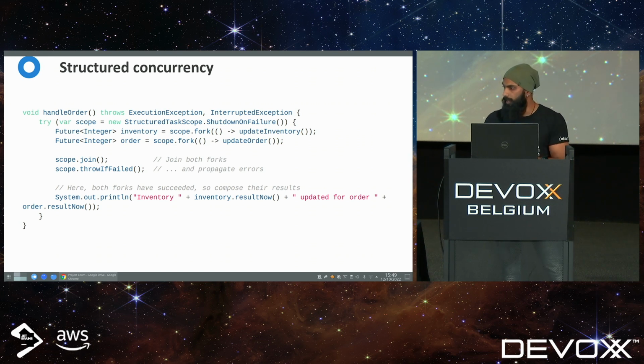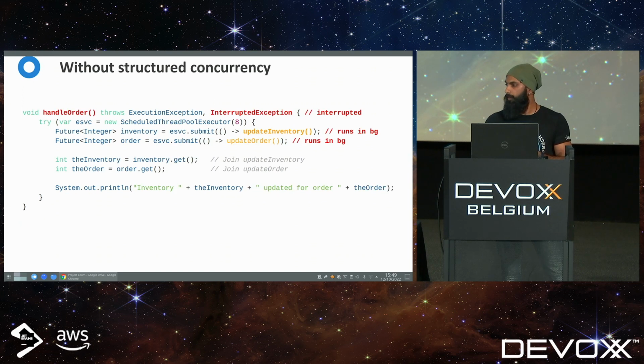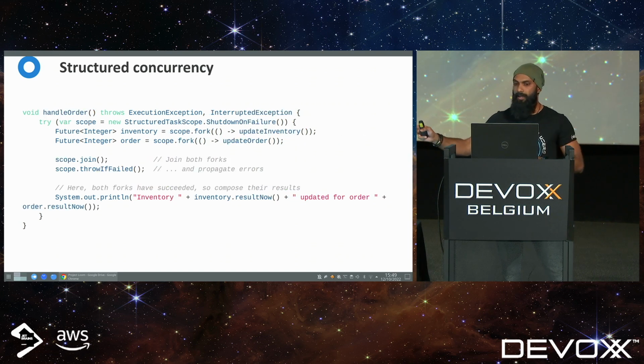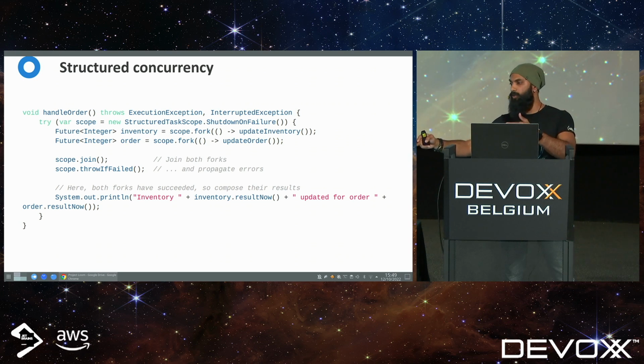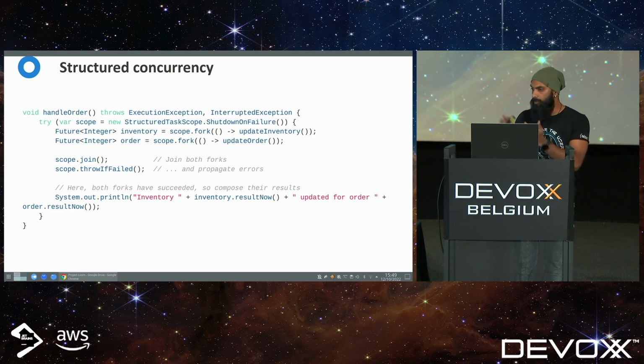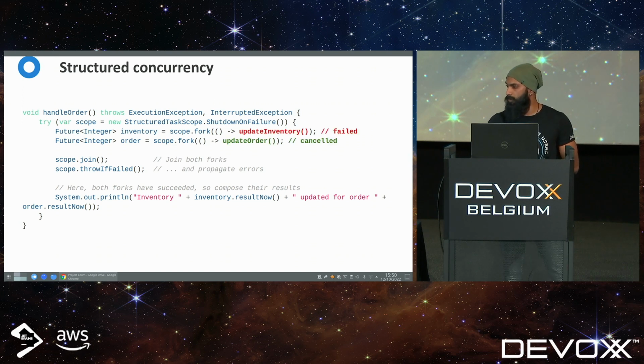The code is much more readable, don't you think, compared to this? You have clear intentions, you exactly know what is happening, and you know that there is a throw if failed, so you know that it's going to propagate errors and everything. So this is much more readable and much more concise. Let's now see what happens if a similar error happens.